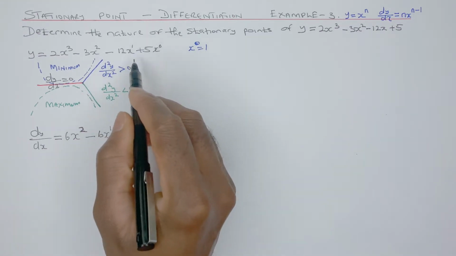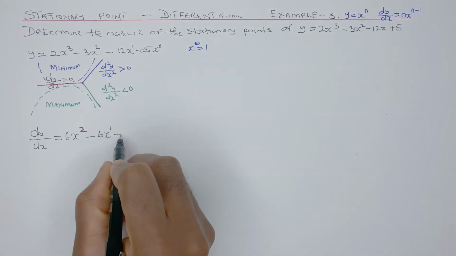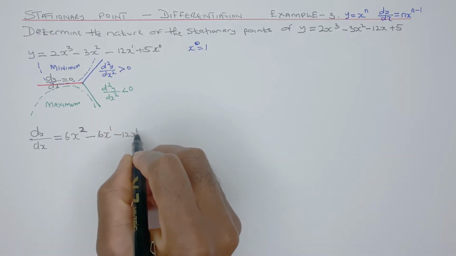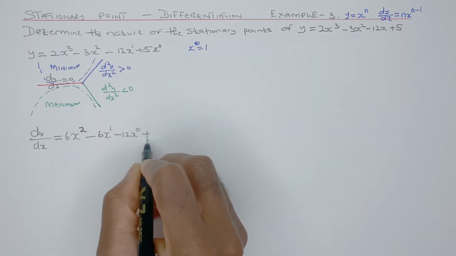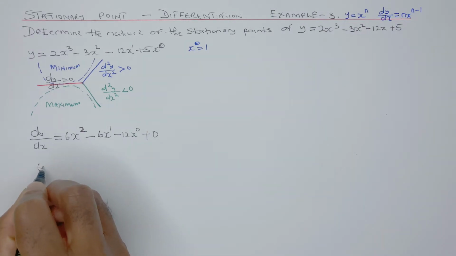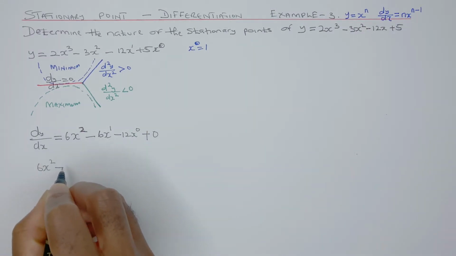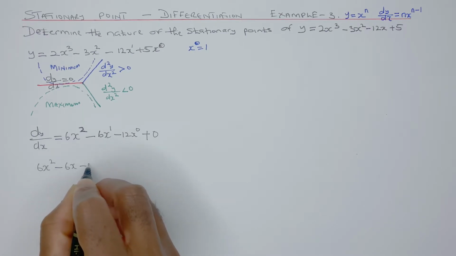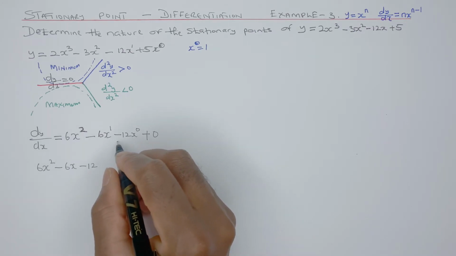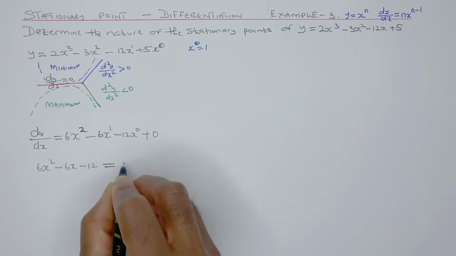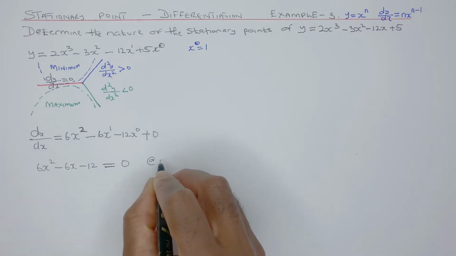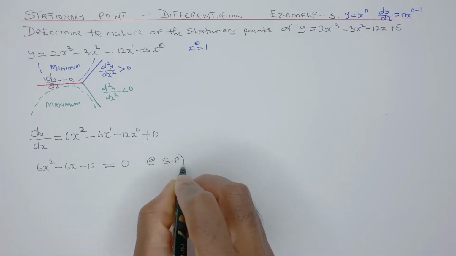1 times minus 12 is minus 12, x to the power 1 minus 1, which is x to the power 0, and the constant differentiates to 0. Therefore, we've got 6x squared minus 6x minus 12. x to the power of 0 is 1, and 1 times minus 12 is minus 12. And that equals 0 at the turning point, or at the stationary point.